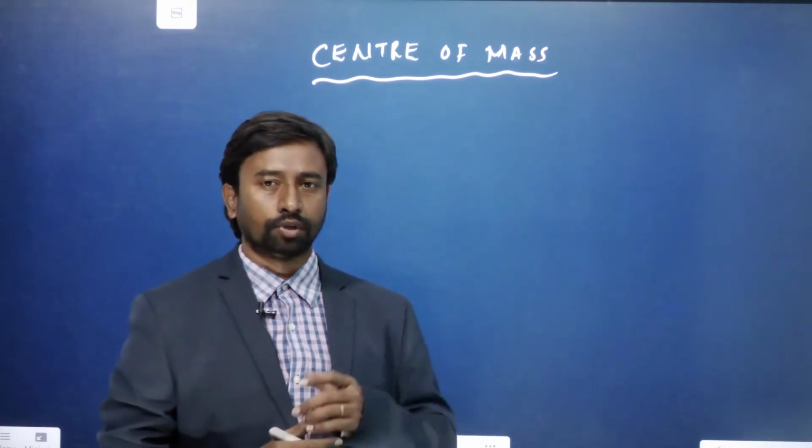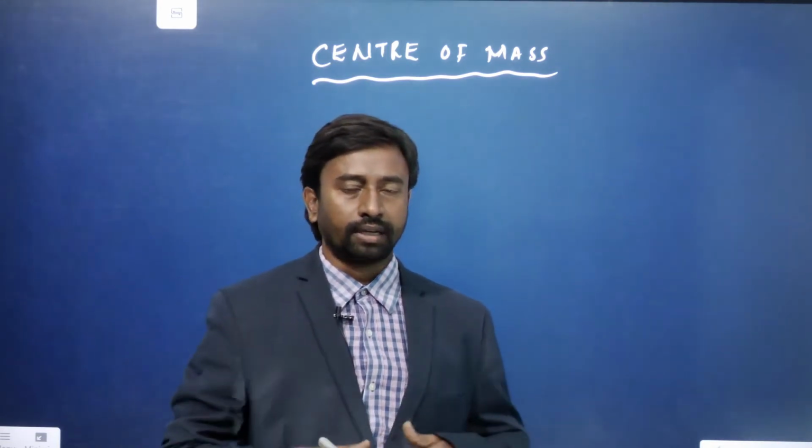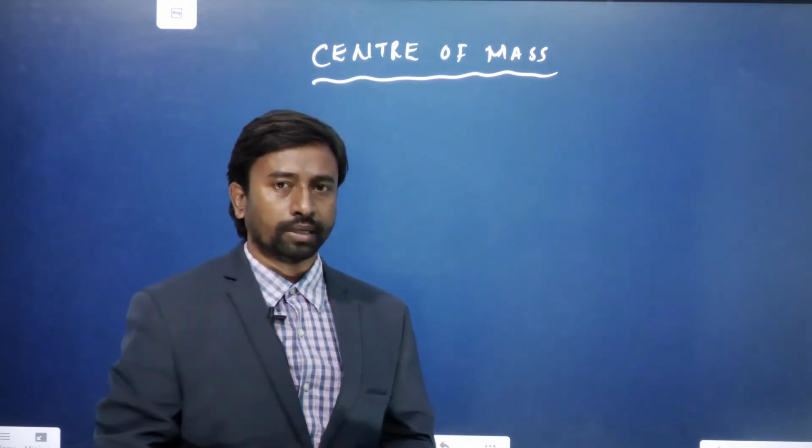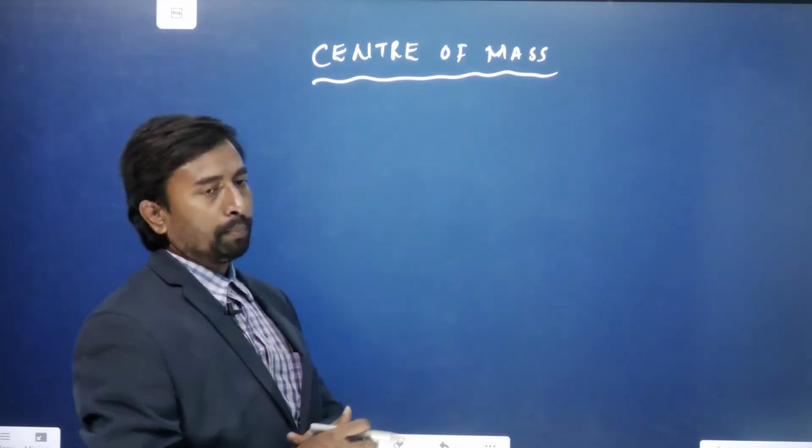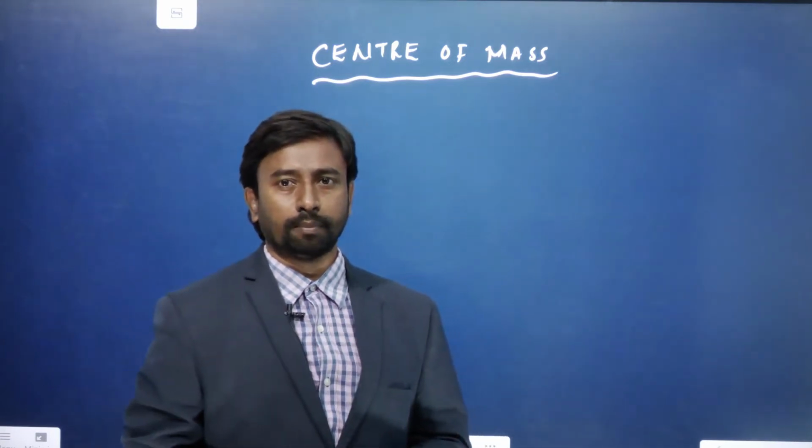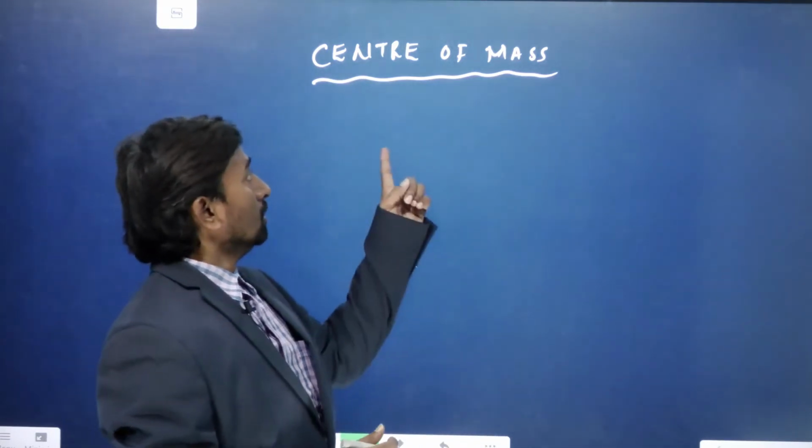But in general, we cannot see objects as point size objects. The mass of the object is extended. The objects in our surroundings are systems of particles, or extended objects, a combination of small particles. Then what is the center of mass? Center of mass is an imaginary point where the whole mass of the object seems to be concentrated. That point is known as the center of mass.